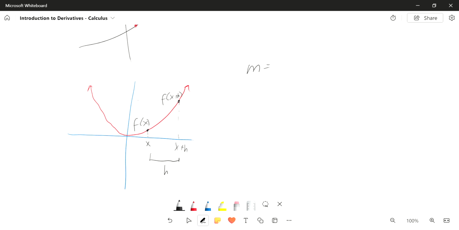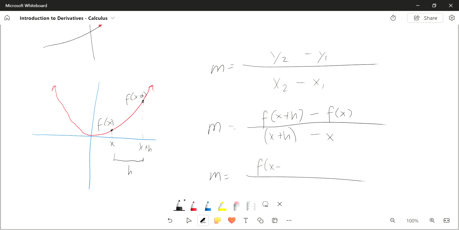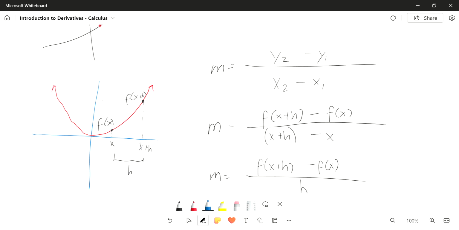So your normal formula for a slope would just be y2 minus y1 over x2 minus x1. And you might be used to y2 being the point on the right and x2 being the point on the left. And so we'll stick with that for now. So in this case, y2 would be f of x plus h, x2 would be x plus h, and then we have to subtract y1 and x1 on the numerator and denominator. So we subtract f of x and x. And if we were to simplify this, we would get f of x plus h minus f of x all over h.